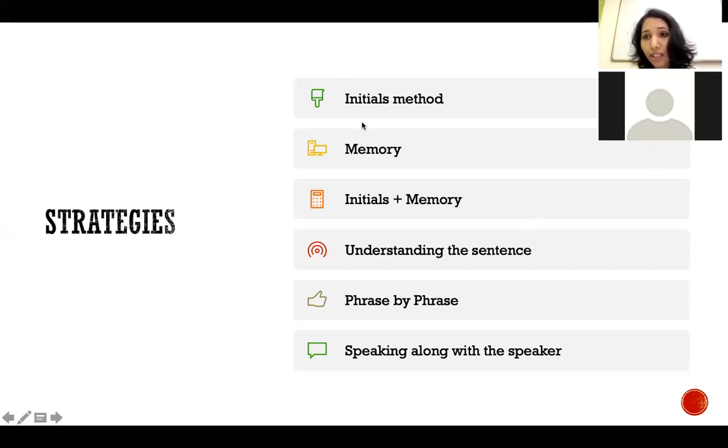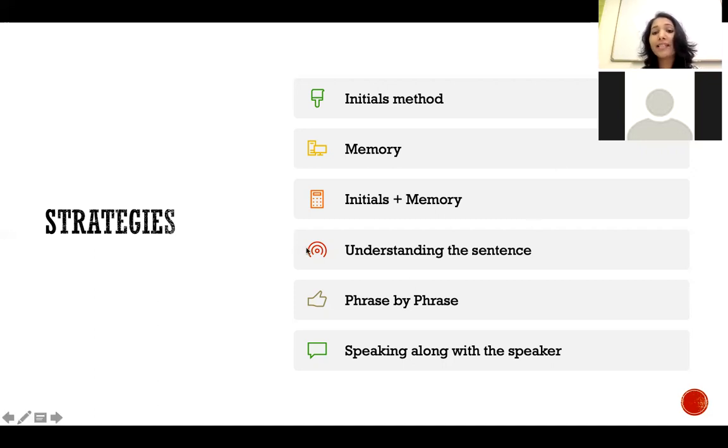That's one strategy. That's called the initial method strategy. The second strategy for you to get this done is through your memory. This is also called chunking. You listen to the audio, understand its meaning, grab it in clusters or chunks of words, and then you respond or you repeat it back.